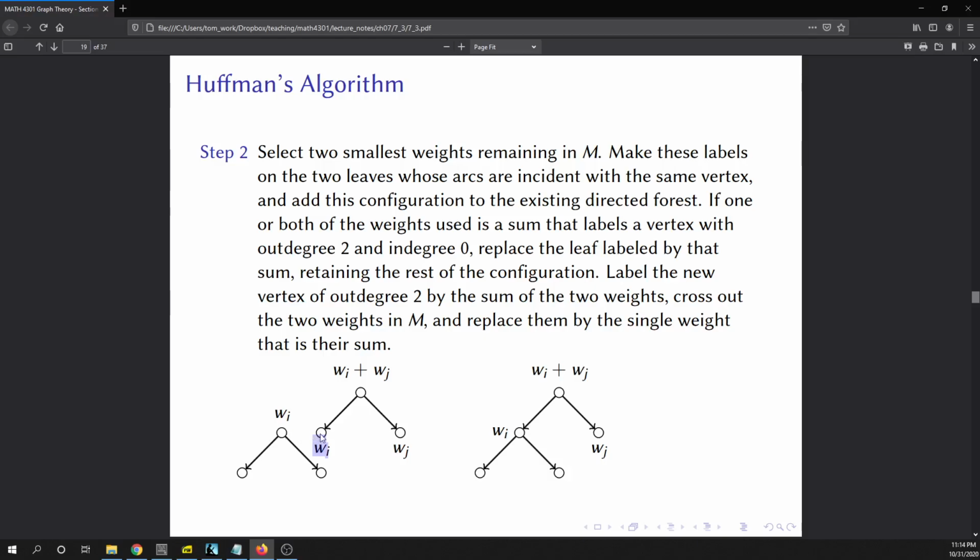You're going to merge them into one vertex. So these two are going to get merged, and it's going to look like this. If you add the two smallest weights here and label this vertex of out degree 2 with their sum, and it matches any of these leaves in here, you're going to merge it right onto there.